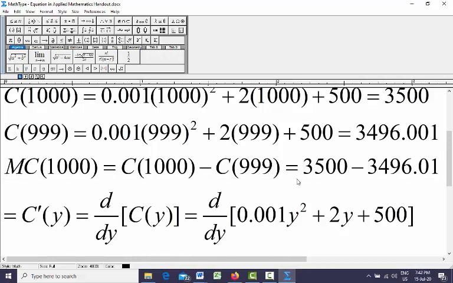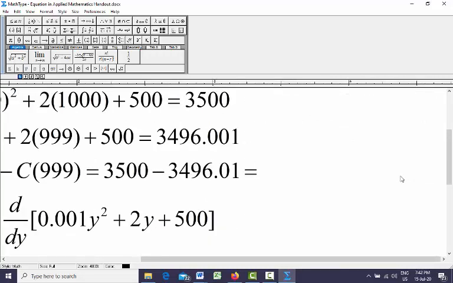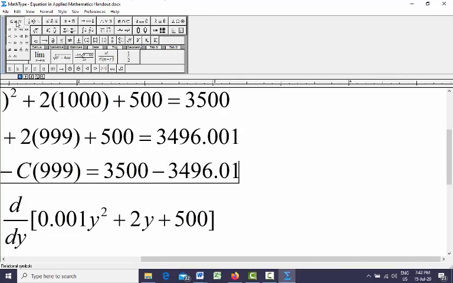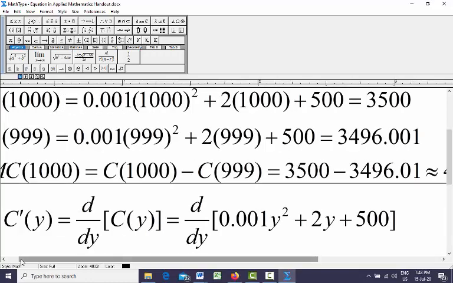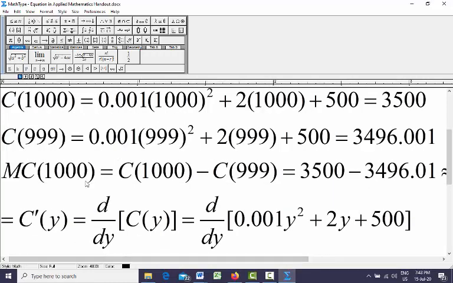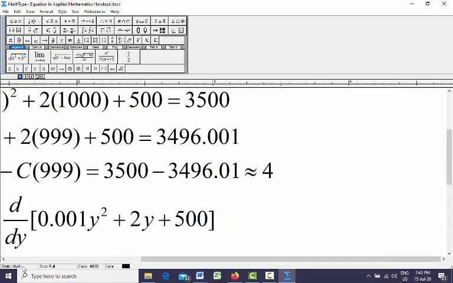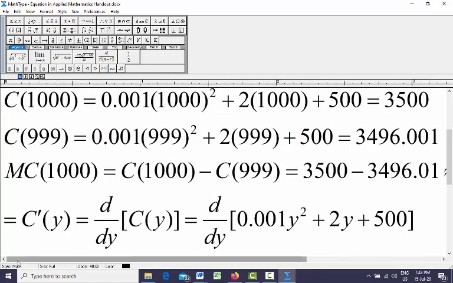So now 3500 minus this one is approximately $4. So that means that's the answer. That means the marginal cost of producing the 1000th unit is equal to $4. So that's one way of calculating marginal cost.